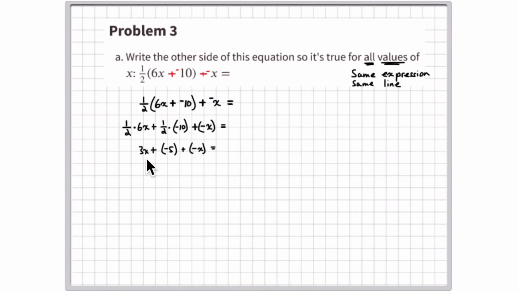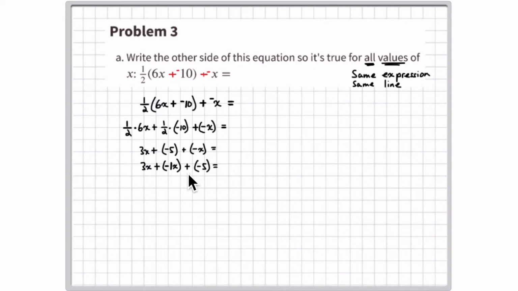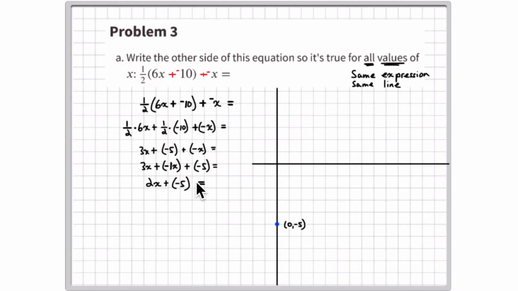So you simplify a little bit further. 1/2 of 6x is 3x, plus 1/2 of negative 10 is negative 5. And then adding another negative x. So 3x plus negative x. I'm going to use the commutative property to move. Remember that this has a coefficient of 1 here, so it's a negative 1x. So 3x plus negative 1x is 2x. You get 2x plus negative 5.